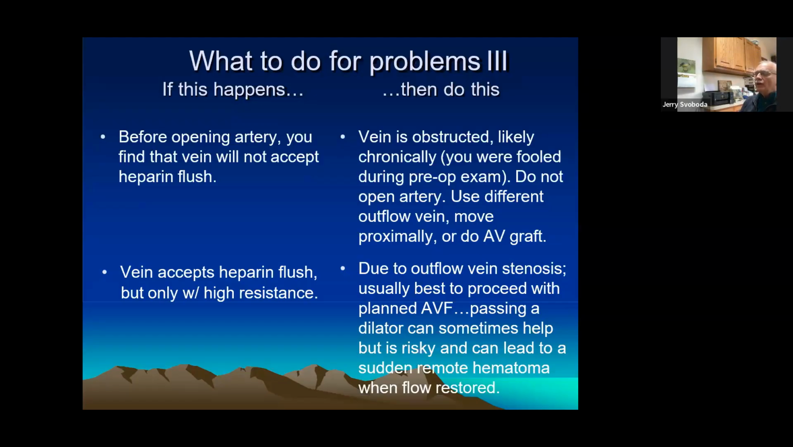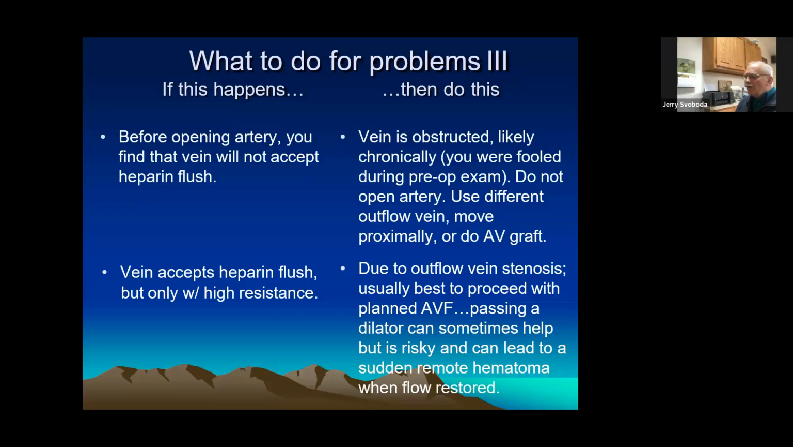If you're trying to dilate a stenosis in a vein in an area where you cannot see, it's even more risky, and you have to be careful and not perforate the vein there. If you do perforate the vein and don't realize it, when you initiate flow in that AV fistula, you will get a remote hematoma, and you better be aware of that when you initiate the flow.